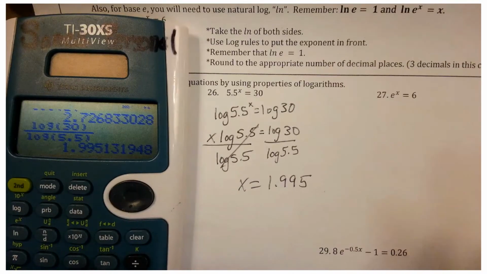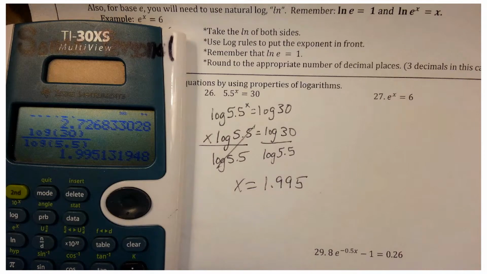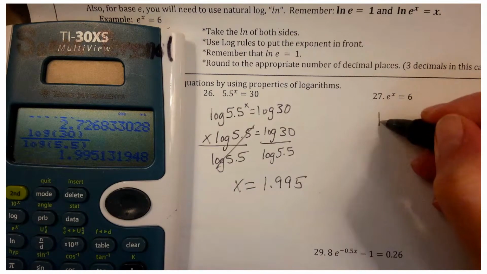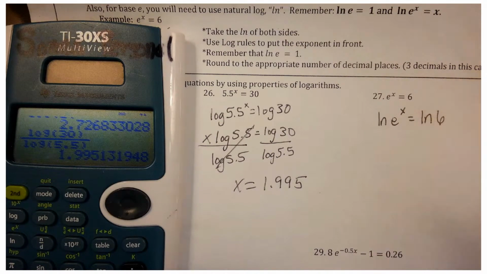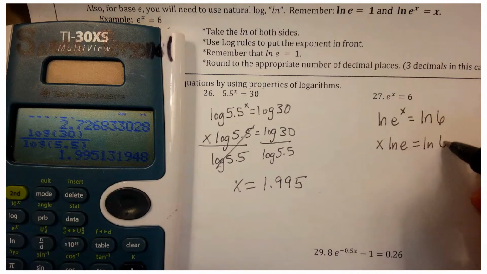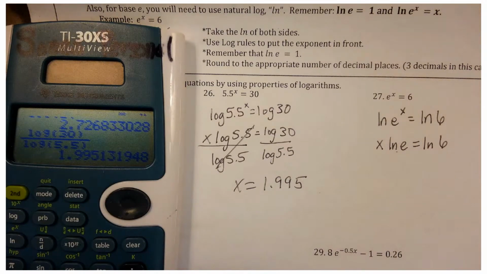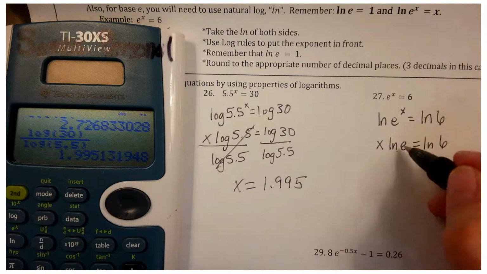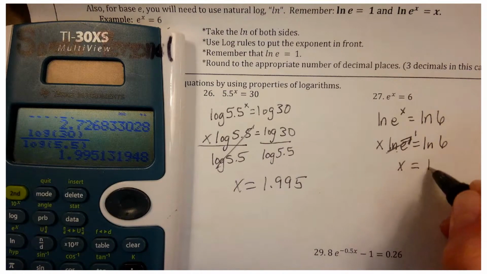All right, now let's think about this one. We have a base of e, so instead of taking the log of both sides, I want to do the natural log of both sides. Natural log e to the x equals natural log of 6. Okay, so we're going to take the x to the front, and then this will be natural log of e equals natural log of 6. There's no need for me to divide by natural log of e because what I would really be dividing by is just 1. So this goes to 1, and I just have x equals natural log of 6.